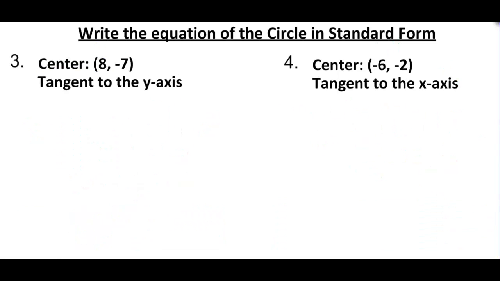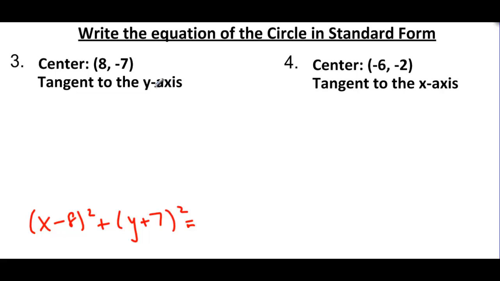So what if I change it up a little bit? What if I give you the center again, which is really easy, because if I give you the center, you're almost done with your problem. (x − 8)² + (y + 7)² equals. So the only thing I don't know is my r squared.